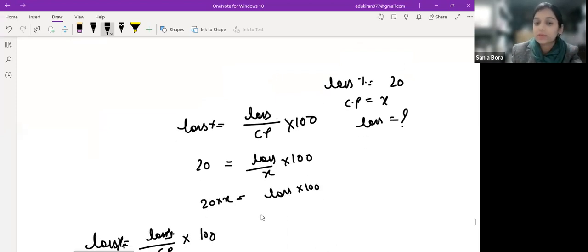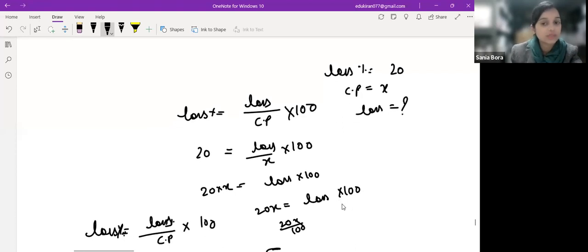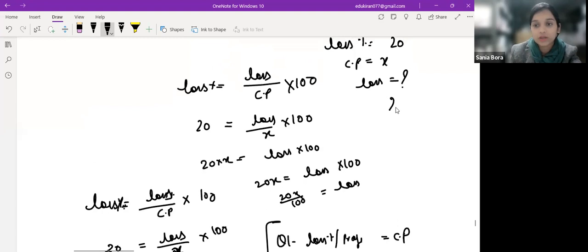So, 20 multiplied by X would give you 20X equals loss multiplied by 100. Now, you have to make this loss alone. So, this 100 will go this side, which will be 20X by 100. Why is it in division? Because it was in multiplication. Right? And why was this X in multiplication? Because this was in division. Right? Equals loss.